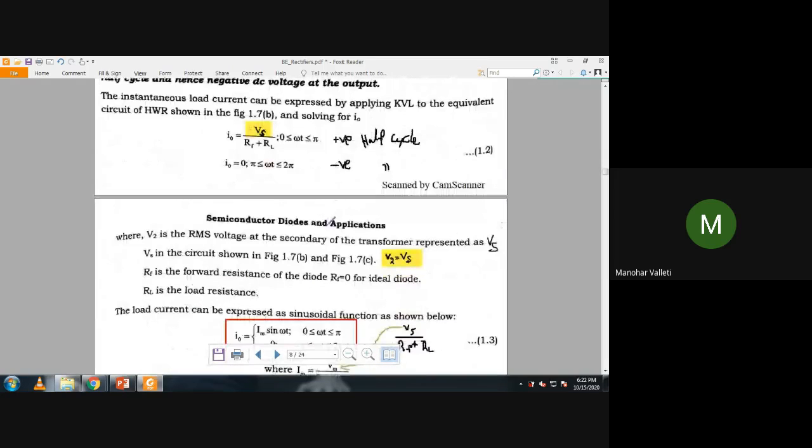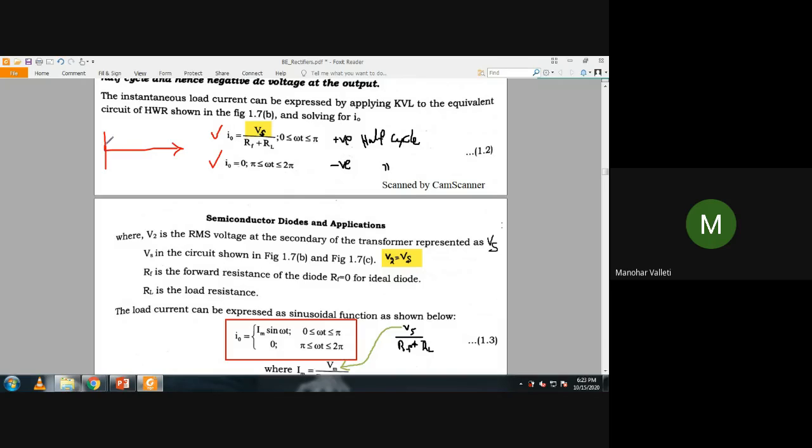Now we will see the equations. We already saw that during positive half cycle operation, I naught equals Vs by Rf plus RL. During the negative half cycle, I naught equals 0. But to analyze the output of the half wave rectifier, we need to use mathematical quantities: the mean or average value, the mean square value, and the root mean square value.